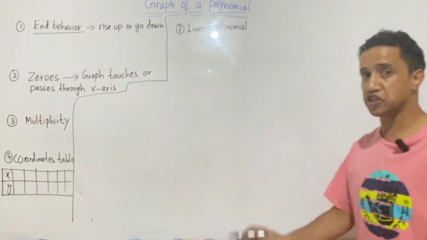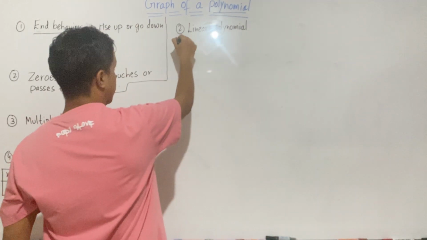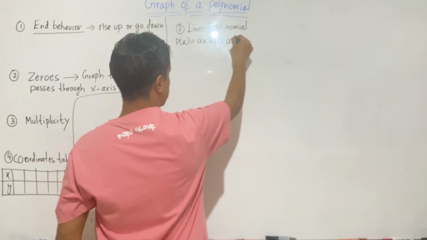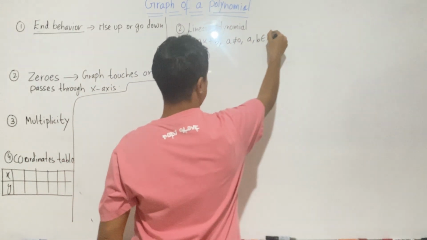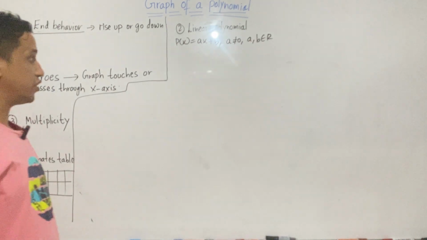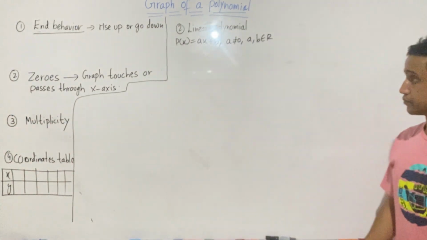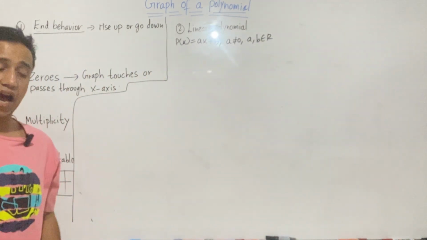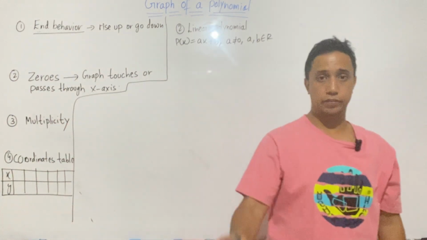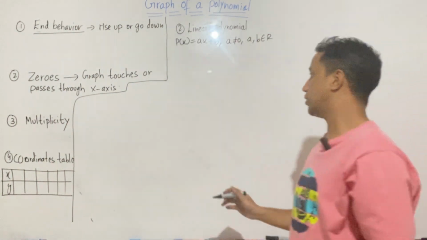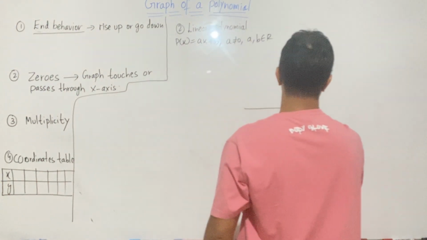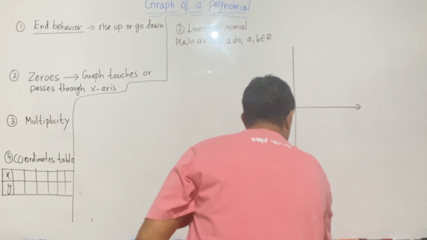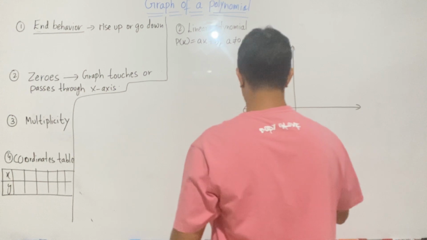Now, linear polynomial. First of all, what are linear polynomials? They are represented by p(x) equal to ax plus b, where a must not be equal to 0, a and b being real numbers. And how many zeros do we have for a linear polynomial? Only 1 zero. So let's see how to sketch the graph of any linear polynomial.